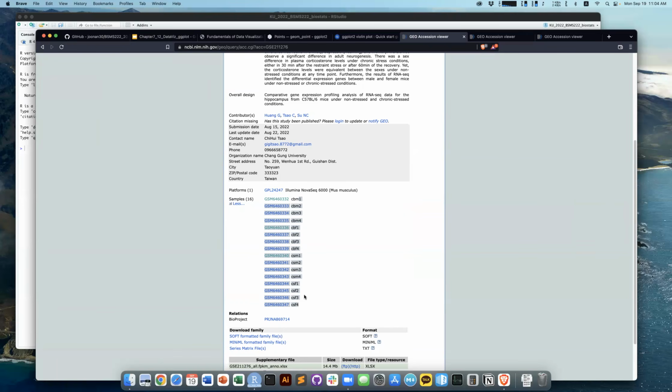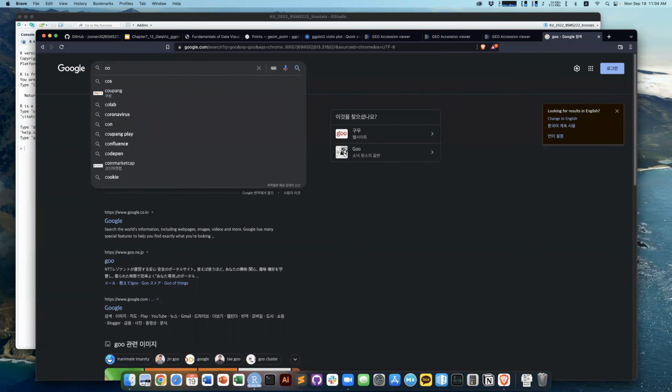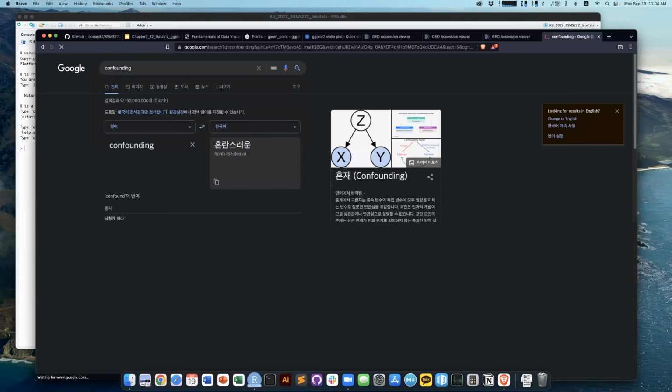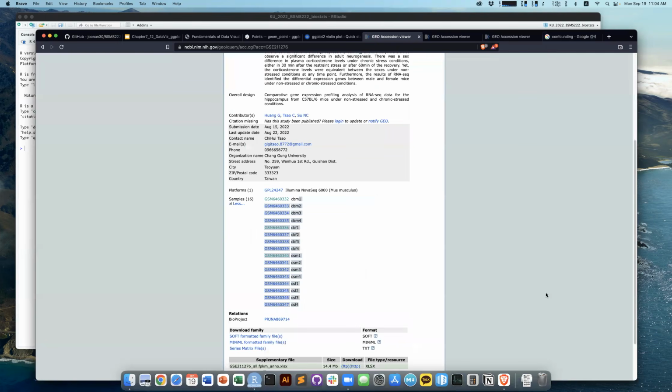I'm pausing a little bit to use the word confounding. Confounding means that it will make noise in your data set, right? But you don't know exactly what that is. In that case we call them confounding factors, right?